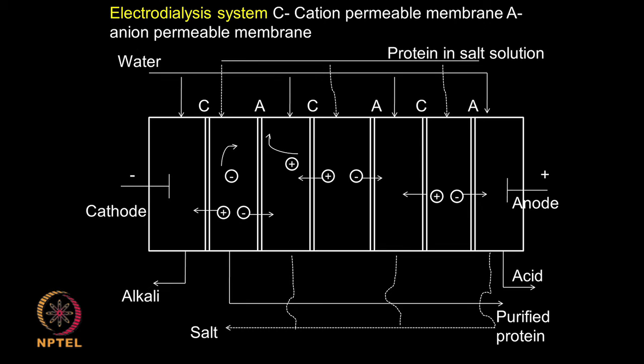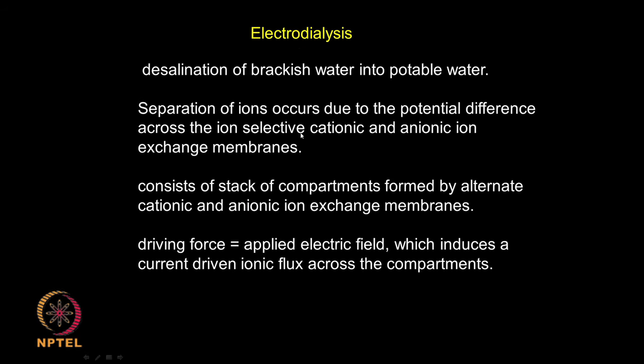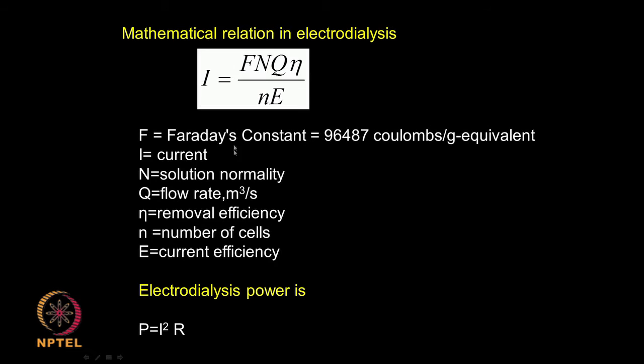So, electrodialysis can also be used for removing salt from protein solutions, for desalinating salt water and so on. In electrodialysis, desalination of brackish water, there is separation of ions due to the potential difference across the ion selective cationic and anionic exchange membranes. The driving force is the applied electric field which induces a current, that is the ionic flux. So, what is the mathematical relation?